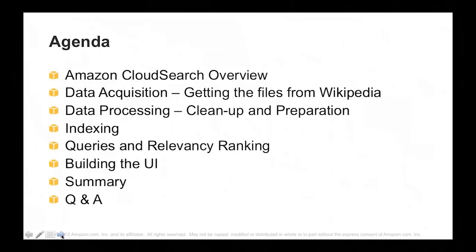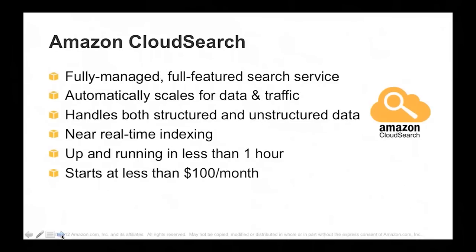A quick look at our agenda for today. We'll start off with a summary of Amazon CloudSearch to ensure that everybody's up to speed on what it is and what it does. Then Paul will take us through the steps he took to add improved search capabilities for the Wikipedia data set, working from the data acquisition and cleanup to building the index, improving the relevancy and the ranking of results, and building the user interface. And finally, we will wrap up with some recommendations for your search implementations and move to the Q&A portion.